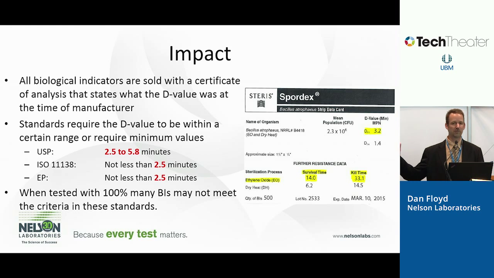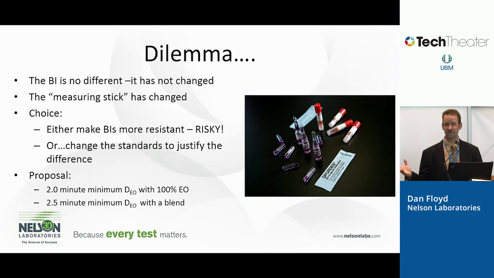So now if you're getting 40% more kill, these D values are going to look lower than before, so they may not meet the standard. So it's more of a regulatory issue. The problem is the BIs themselves have not changed. You're using the exact same BI you used 5 years ago, 1 year ago. It's just the measuring stick that you're using to monitor them that has changed, so it looks like they're different. So that created the industry choice.